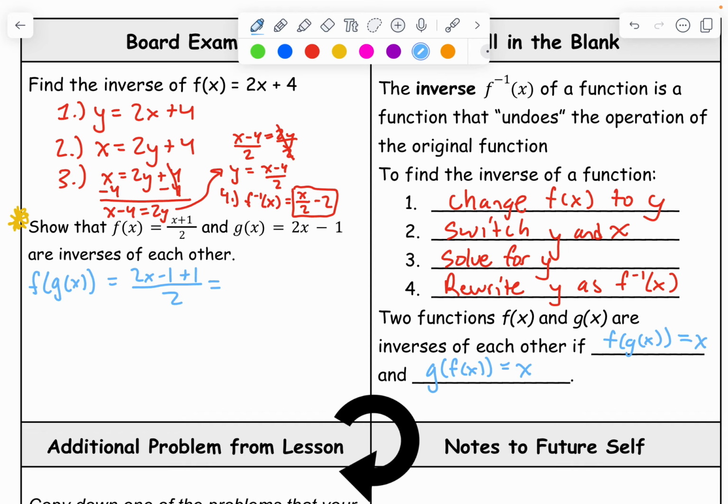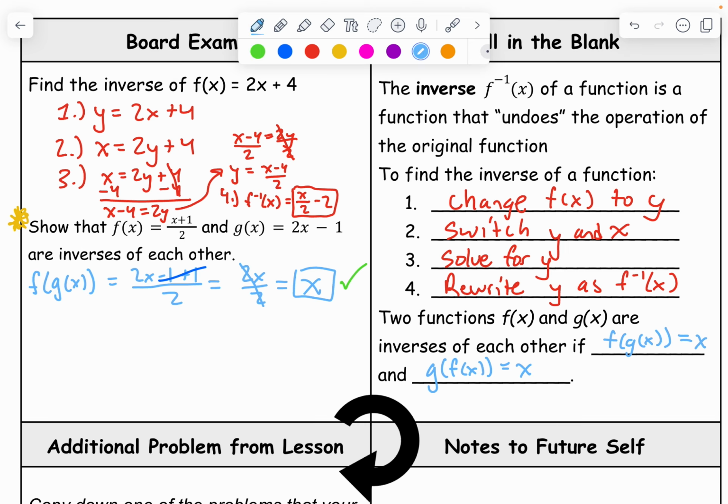If I simplify the numerator here, notice how negative 1 and positive 1 cancel each other out, right? So I'm just left with 2x over 2. And if these cancel each other out as well, I'm left with just x. So that first step worked out. We got what we wanted. f of g of x is equal to x. Boom. Perfect. We wanted to show that that composition is equal to x.